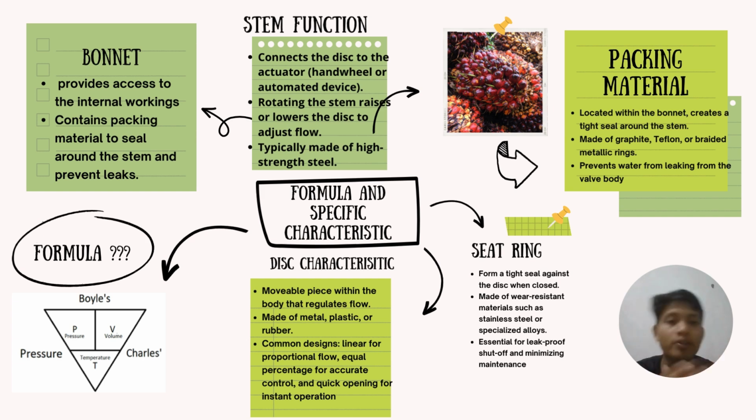Okay, so next is about seat ring. The seat ring forms a tight seal against the disc when closed, made of wear-resistant materials such as stainless steel or specialized alloys, essential for leak-proof shut-off and minimizing maintenance. So, the seat ring is more or less like, any leakage it will detect first.